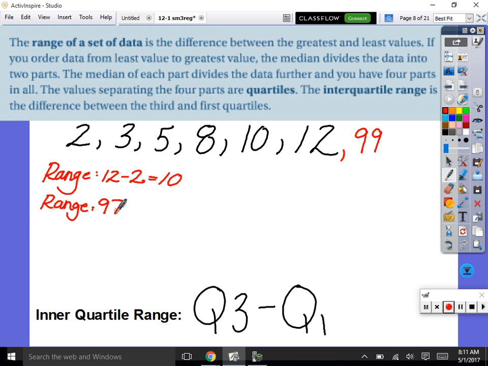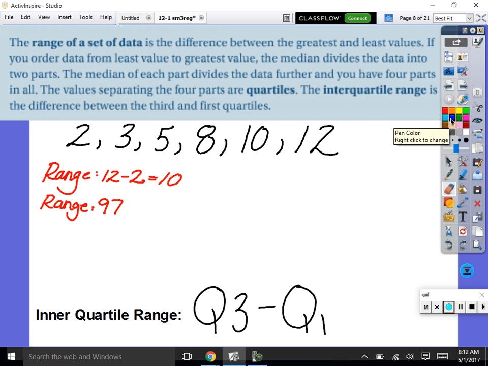So that's why they start talking about interquartile range. So that's a new vocabulary word. Interquartile range, and this is how they find it. So I'm going to erase the 99 and show you how to find interquartile range by hand. So what you do is you find the overall median, so the overall middle.